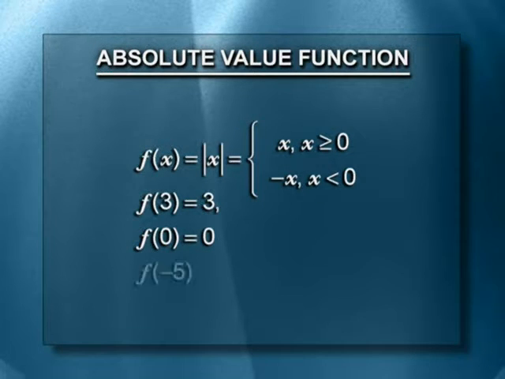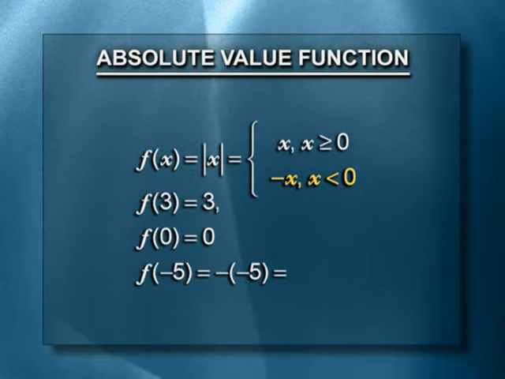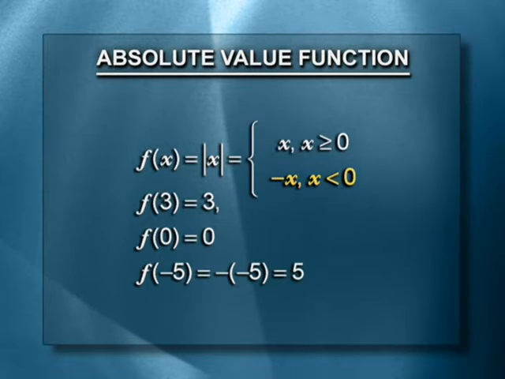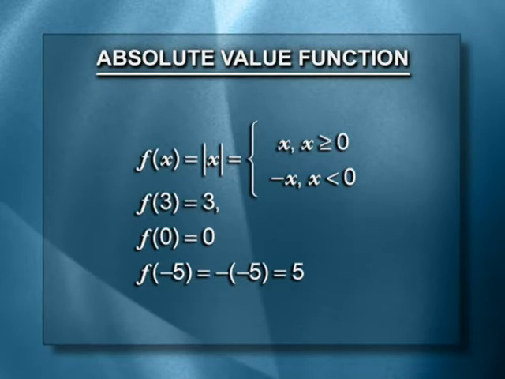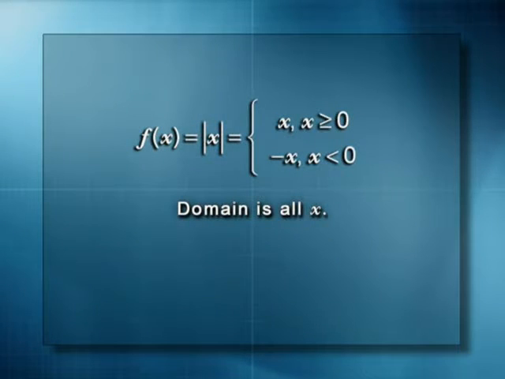Now comes the tricky part. What's f of minus 5? Well, the definition says because minus 5 is less than 0, the output will be minus x, minus minus 5, which makes it positive. In other words, the absolute value of a number is always non-negative, isn't it? Okay, so its domain is all x.